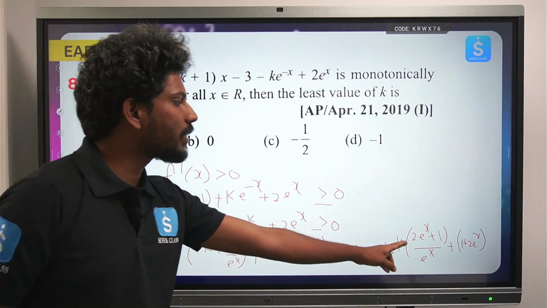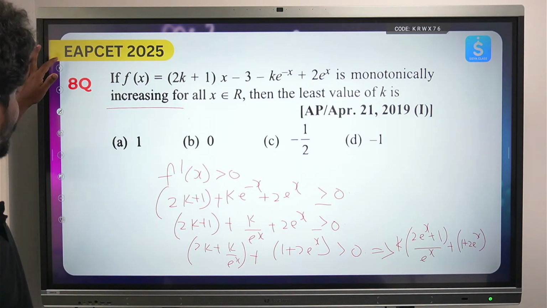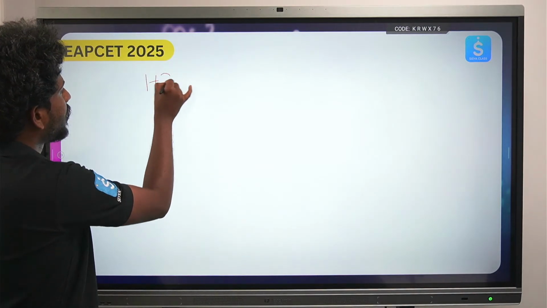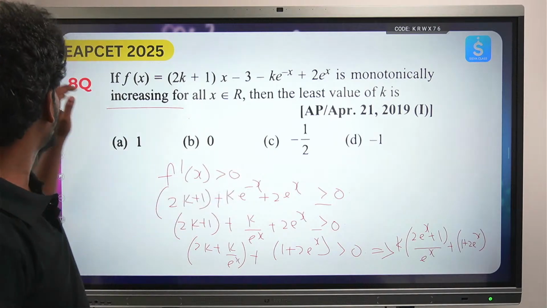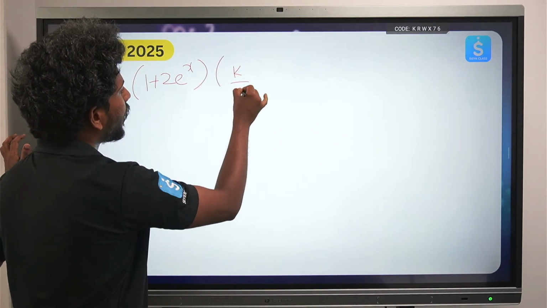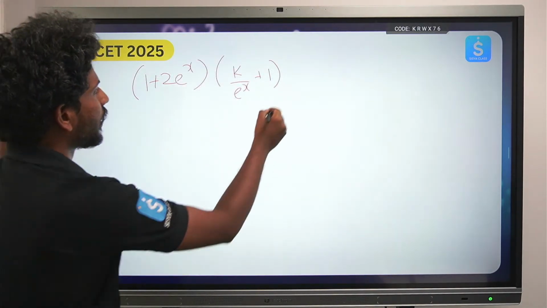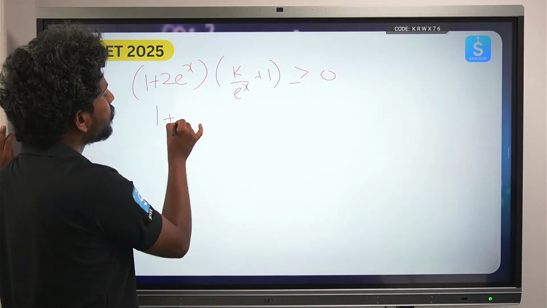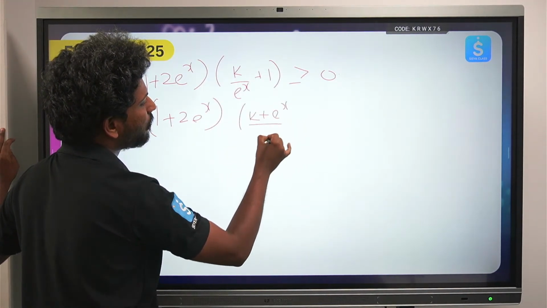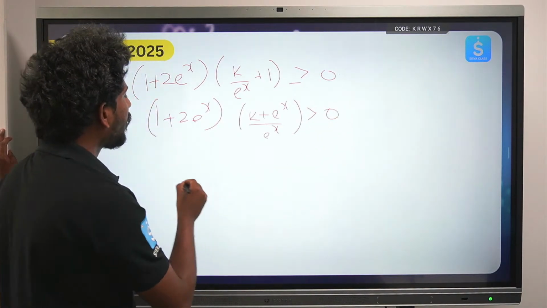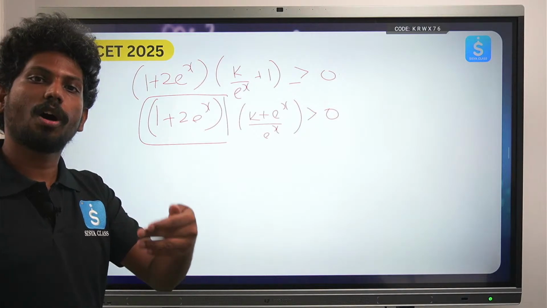So what can you take common in these two? Now you can take 1 plus 2 e power x common. So I am left with k by e power x plus 1. So this should be greater than 0, you can take greater than or equal to 0. So 1 plus 2 e power x, times k plus e power x by e power x, should be greater than 0. Now if you try to completely analyze this, the 1 plus 2 e power x value is always greater than or equal to 0.